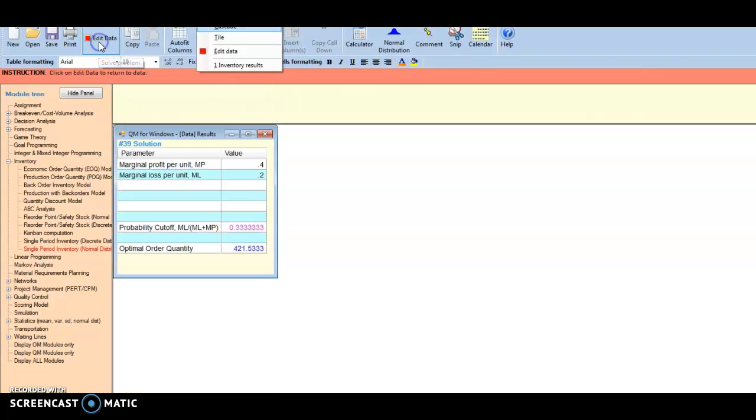So I'm going to go ahead and hit solve, and it's going to tell me that I have an optimal order quantity of 421.533, or 421.5 pounds of beef. That's the optimal amount that I want to have on hand. All right. I hope that these were somewhat helpful to you to go over.